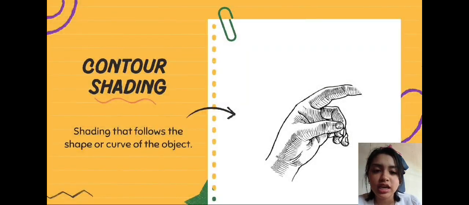Contour shading, shading that follows the shape or curve of the object. So this one follows the shape of the object. Instead of straight lines, you curve your lines around the object, which makes it look round or 3D, like shading on a ball or a face.